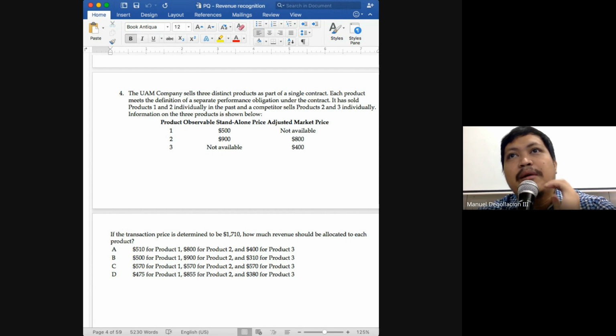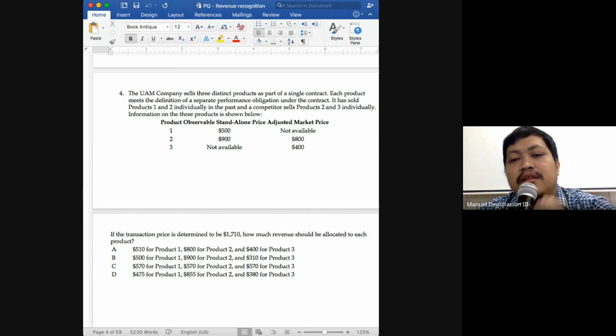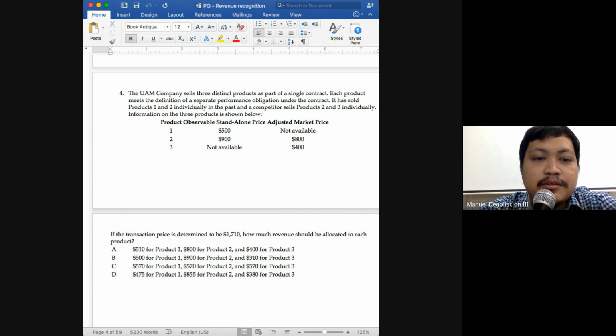Normally, if you can remember in your property, plant, and equipment, you have a single price for both land and building. You will allocate the cost between the cost of the land and the building based on the respective fair values. Basically, that is the concept that will be used here. But the problem with this problem, class, number 4, is that one of the three products does not have an available price. But before we go there, a very important concept to remember, class.